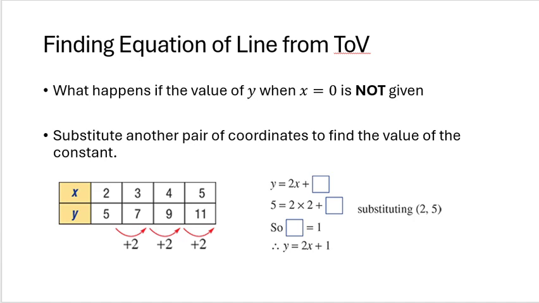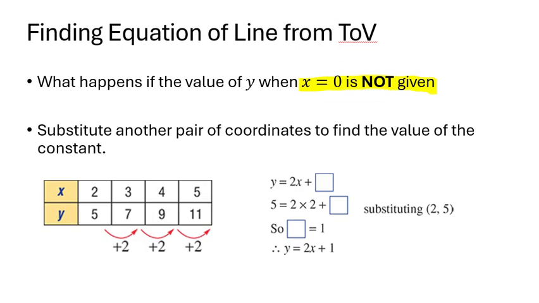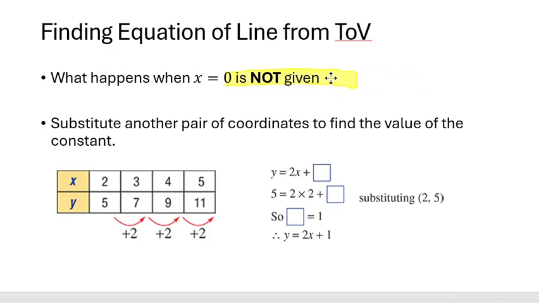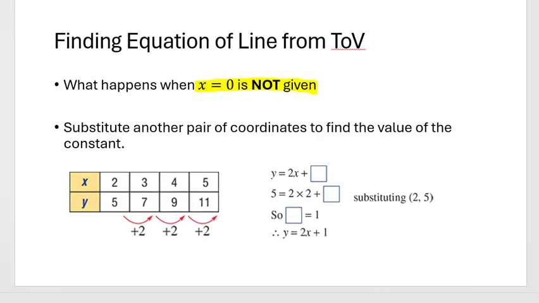Now, what happens if your table of values doesn't give you x equals 0? So x equals 0 is not given, okay? I'm actually just going to fix this real quick. This sentence doesn't make sense. What happens when x equals 0 is not given? There we go, let's fix that up.